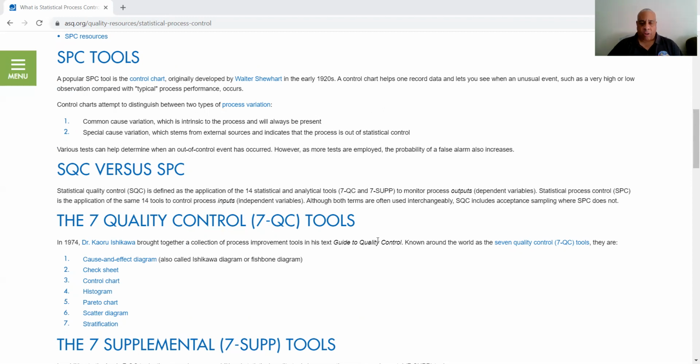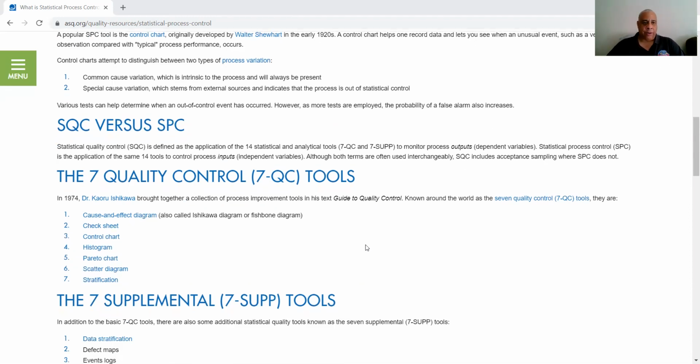Now, the 7 quality control or 7 QC tools were brought together by Dr. Ishikawa back in '74. It's a collection of process improvement tools, and he has a text out called the Guide to Quality Control, known around the world as the 7 QC tools. They are the cause and effect diagram, also called the Ishikawa diagram or fishbone diagram. If you're familiar with industrial engineering, supply chain management, production process, these terms are in your backyard. It's the check sheet, the control chart, the histogram, the Pareto chart, the scatter diagram, and stratification.